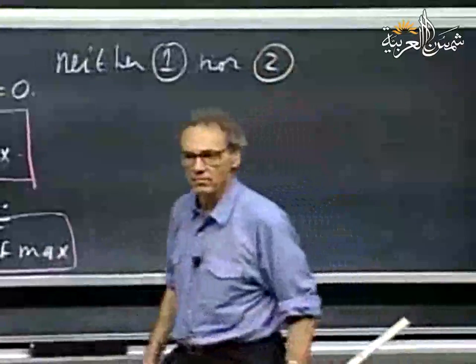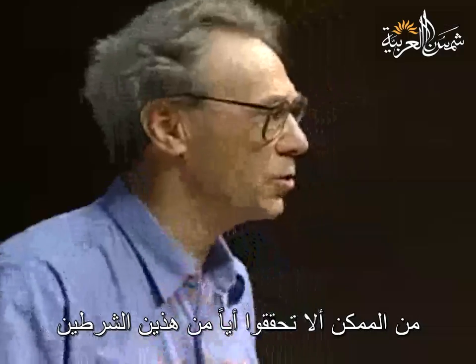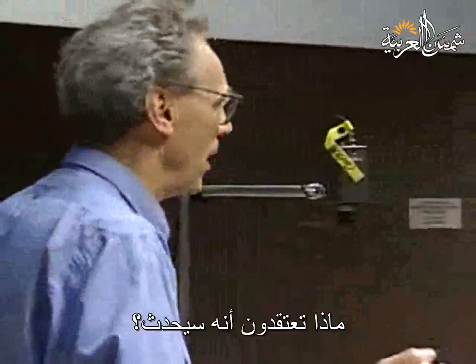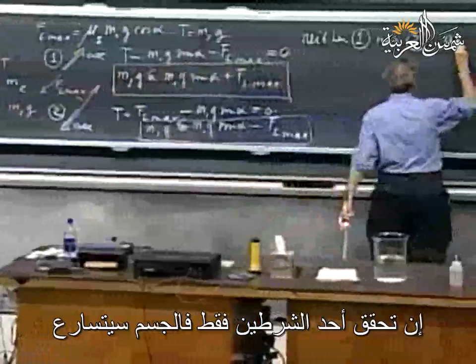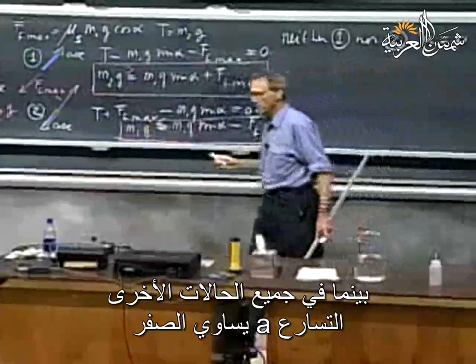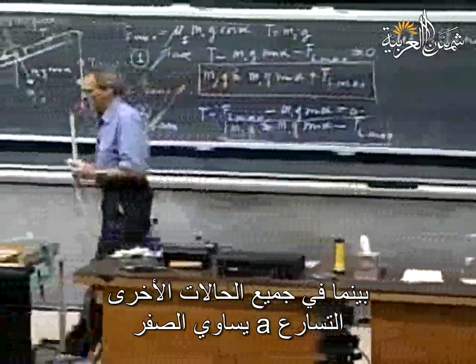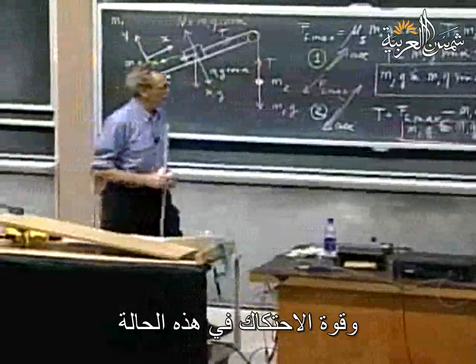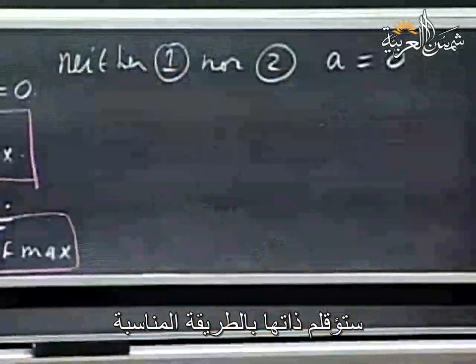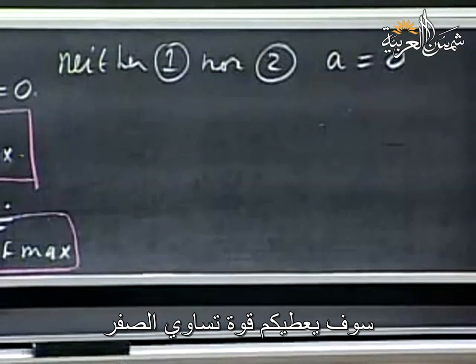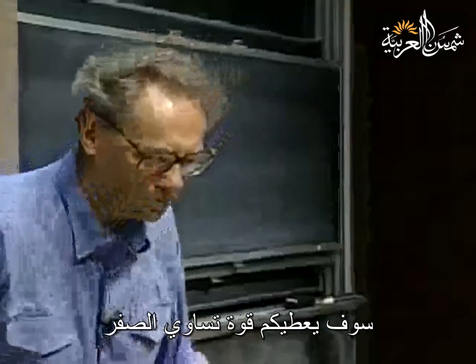If the condition is neither 1 nor 2, what do you think will happen then? It's very possible that you don't meet any one of these two conditions. What do you think will happen? Can't hear you. It won't move. A is 0. Because in both cases it is going to accelerate. So in all other cases, the acceleration equals 0. And the frictional force in this case will adjust itself just the right way so that Newton's second law in the x direction will give you for the force a 0.